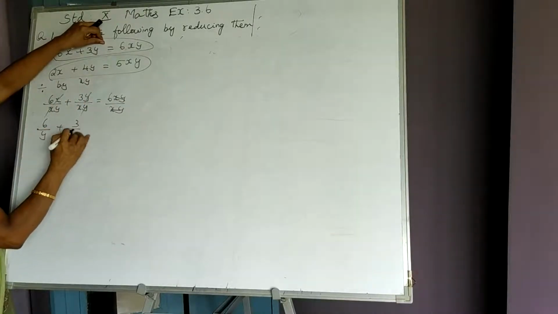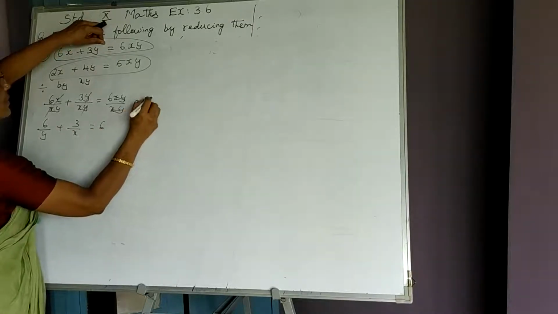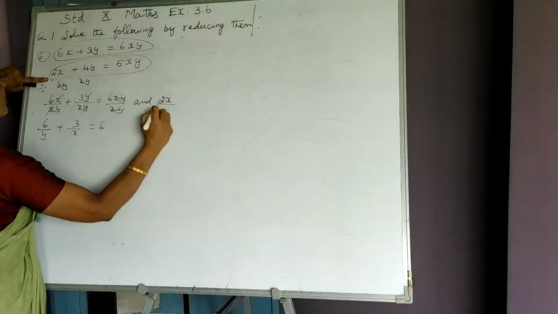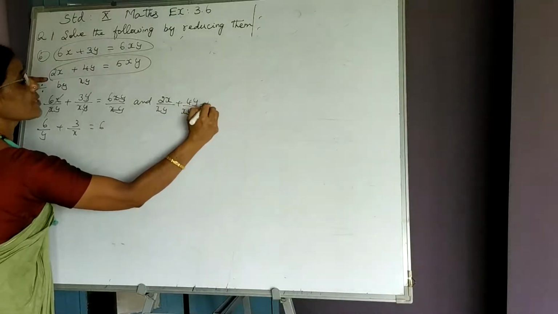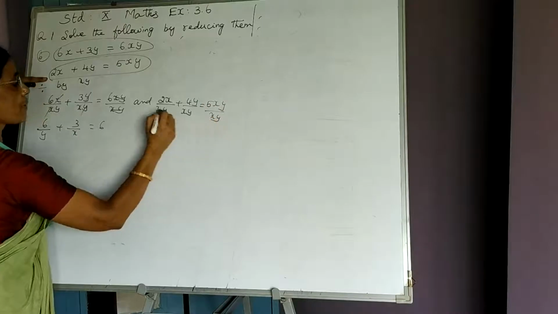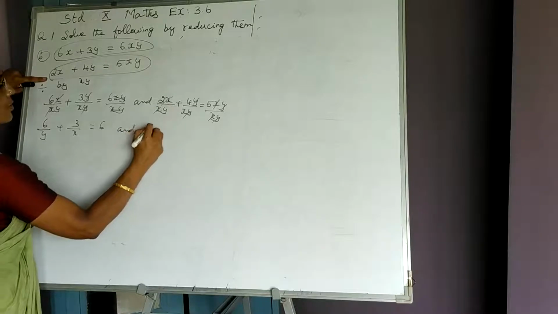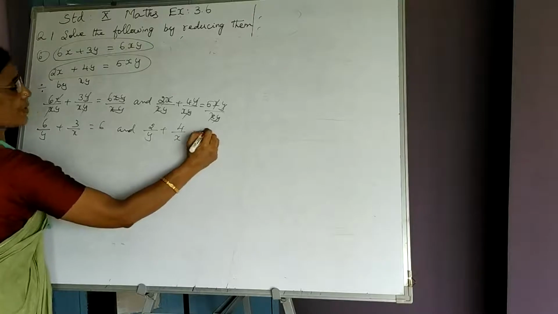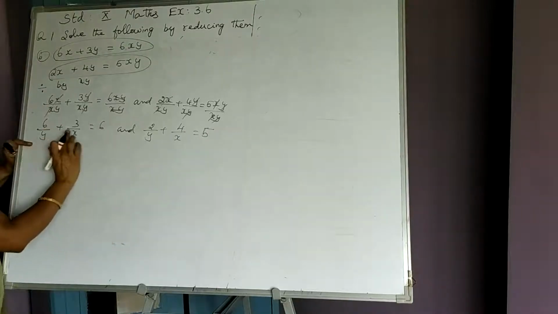So we get 6 upon y plus 3 upon x is equal to 6. And the second equation also I divide. It is 2x upon xy plus 4y upon xy, which is equal to 5xy upon xy. Here you can see the terms are getting cancelled. I get 2 upon y plus 4 upon x, which is equal to 5. So now only one variable is there in one place. There is no xy together in any of the place.